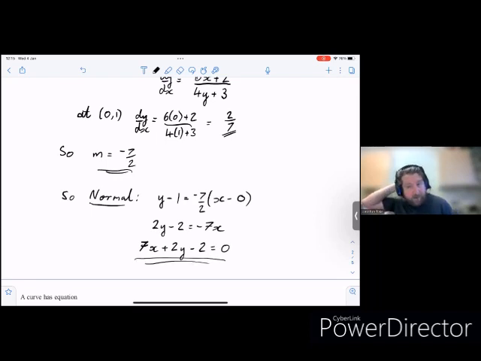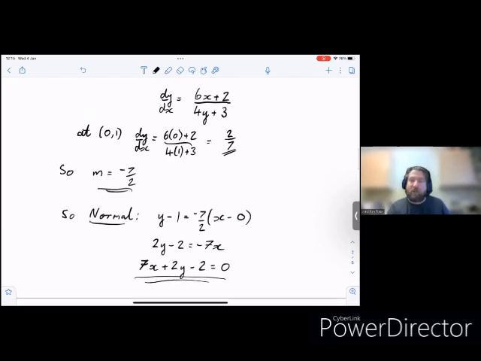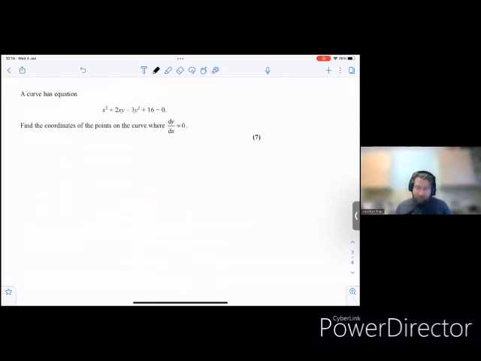So as you can see, everything that you do with the dy by dx is the same as with other functions. The only difference is that finding dy by dx involves implicit differentiation, and you're probably going to need the y value as well as the x value. Okay, let's try another one. For this one, we're going to find the stationary points.